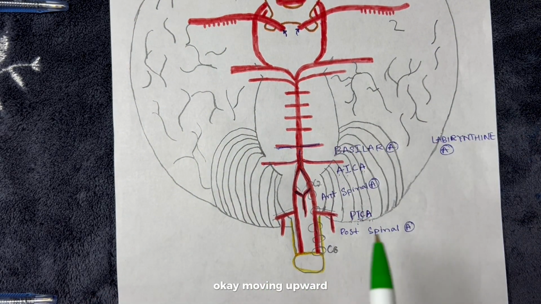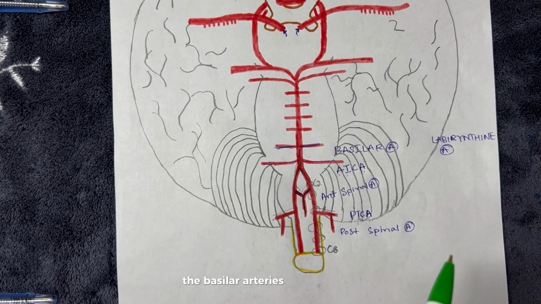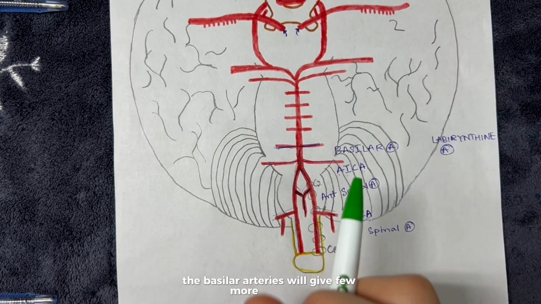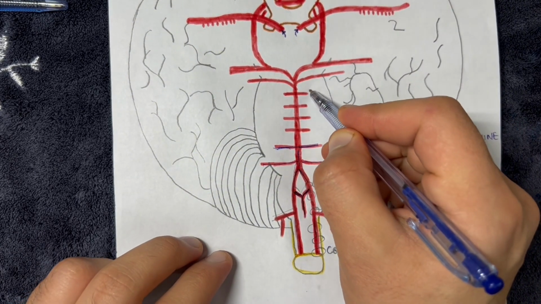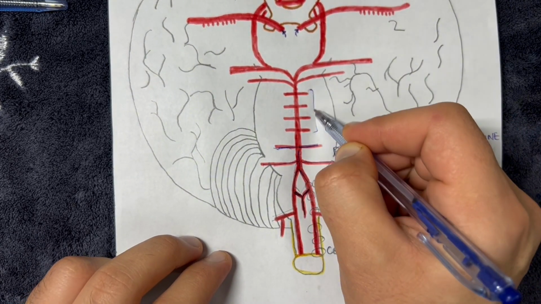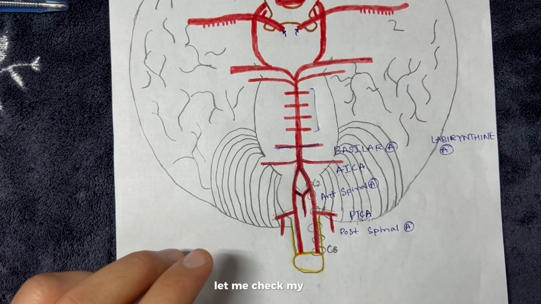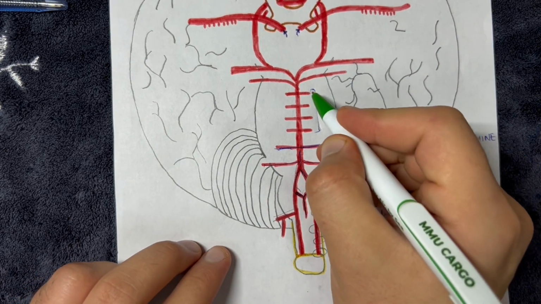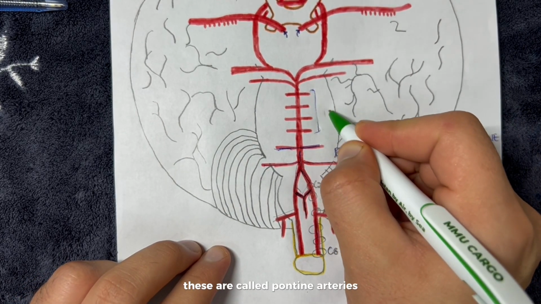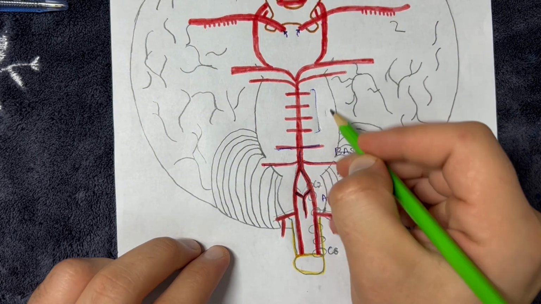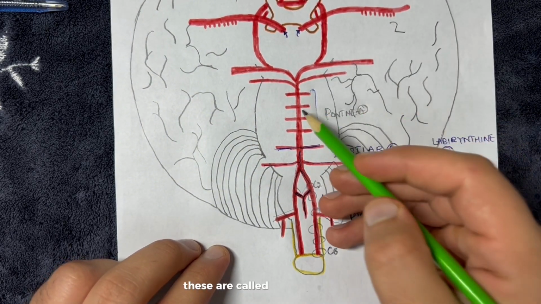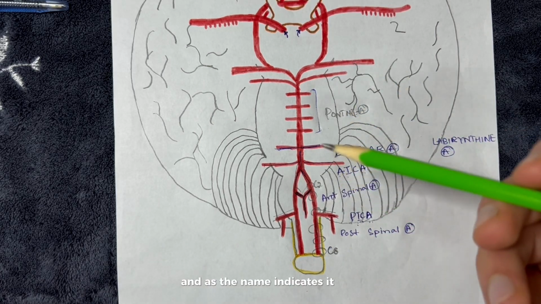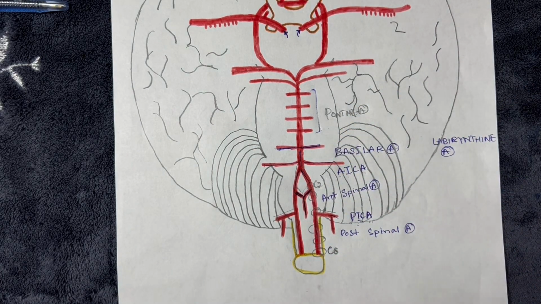Okay, moving upward, the basilar artery will give a few more branches, and these are called pontine arteries, and as the name indicates, they will supply the pons.